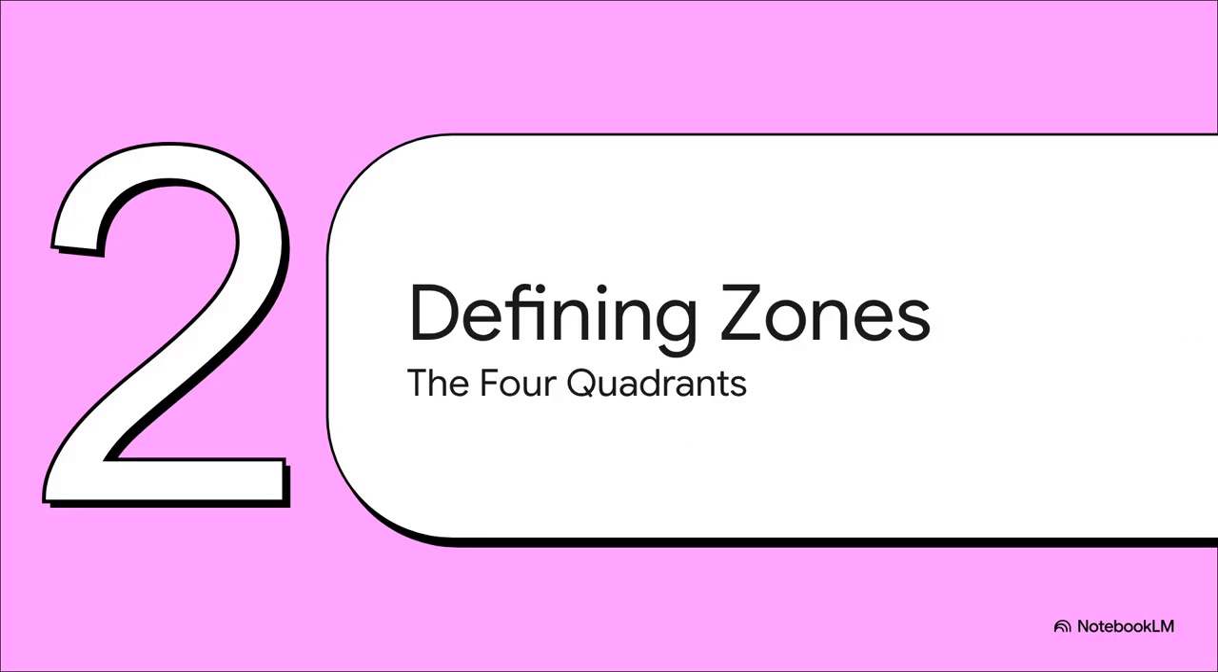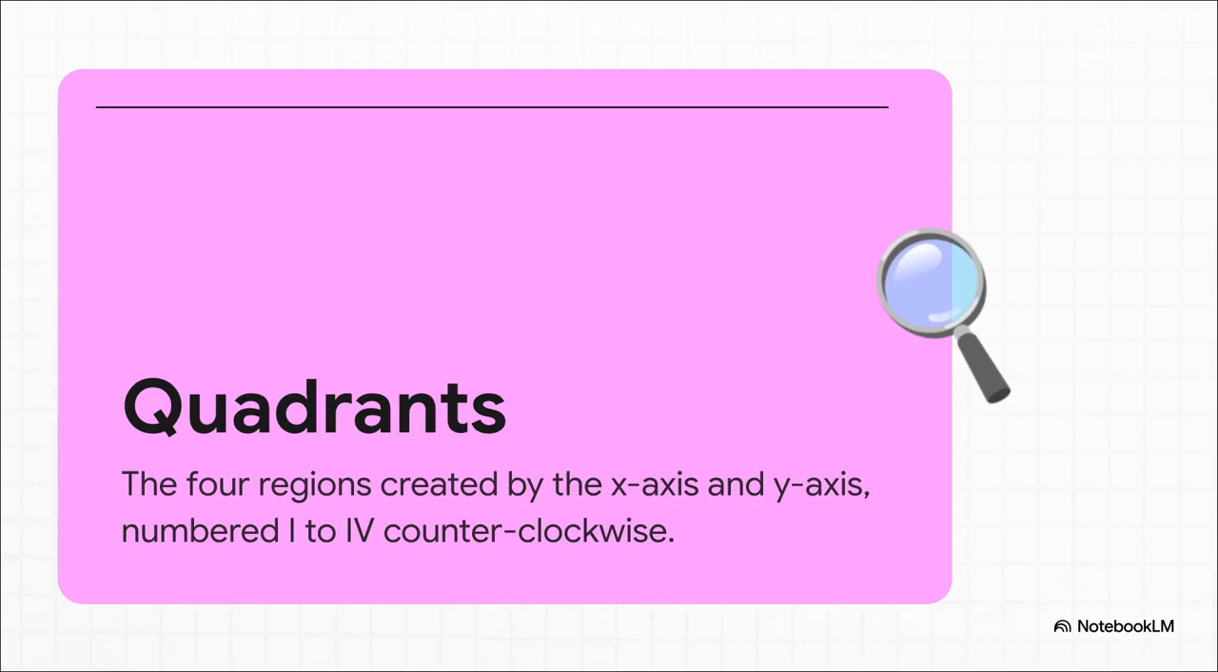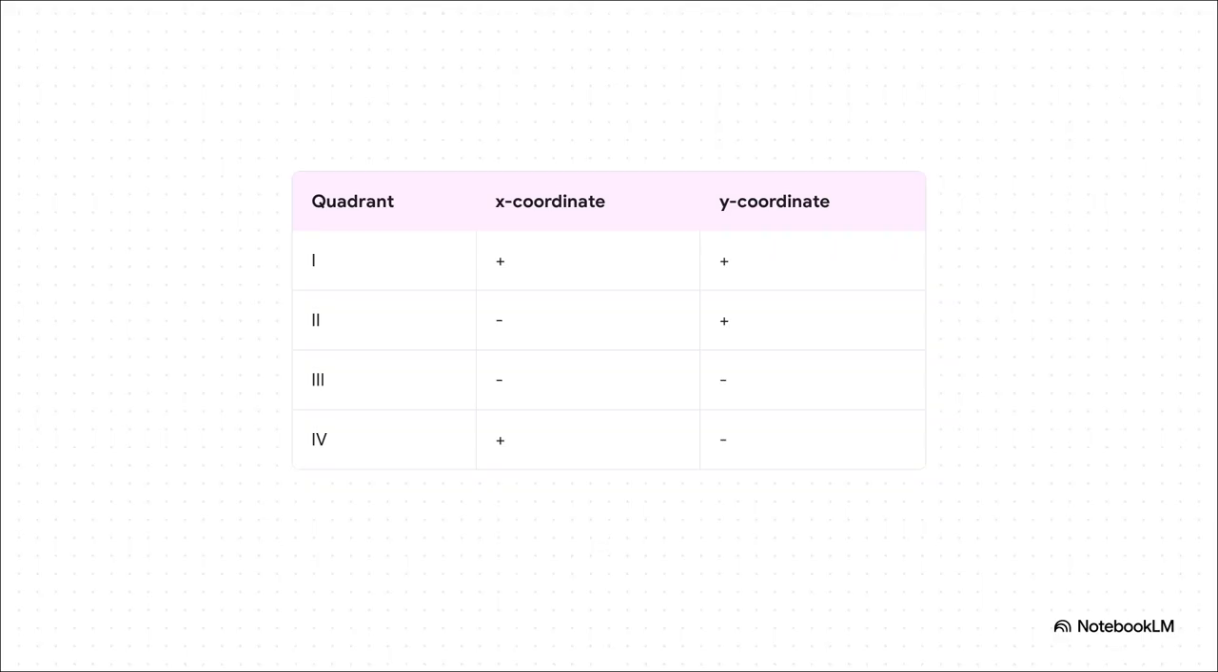Great. We know how to find any address on our number map. Now let's get to know the layout of the land. You see, this grid naturally splits the map into 4 distinct neighborhoods, or zones. We call these zones quadrants, and they have a specific naming convention. We start in the top right corner with quadrant I, and then we move counterclockwise. So it goes quadrant 2 on the top left, quadrant 3 on the bottom left, and finally quadrant 4 on the bottom right. And here's the cool part.